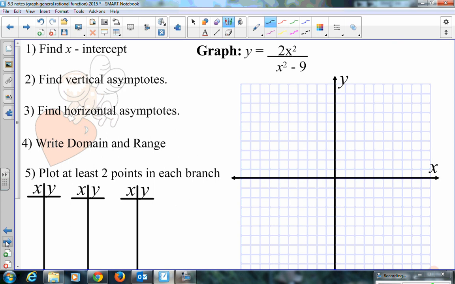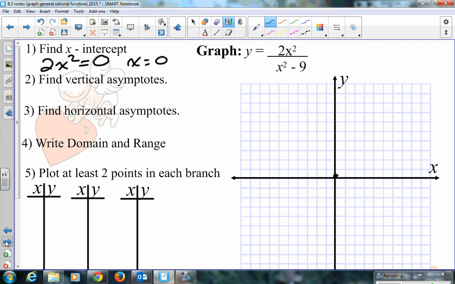Okay, so now I have the x-intercept. So I say 2x squared equals 0. So I take my numerator, set it equal to 0. So that tells me that x is 0. So that's my x-intercept. So I have the point 0, 0 on my graph. Okay, well, that's interesting. It goes through the origin.